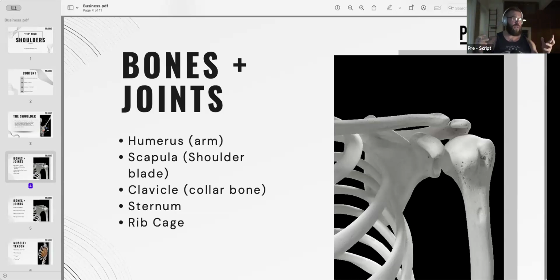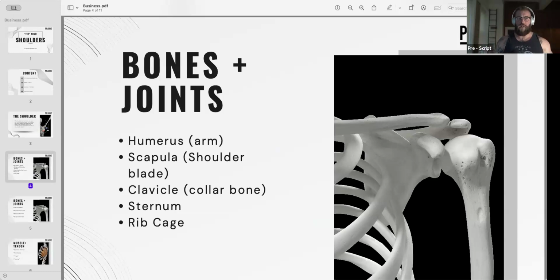So when we look at the bones and joints of the shoulder, the bones, we're obviously going to talk about the humerus or the arm bone, the scapula or shoulder blade, the clavicle or collarbone, the sternum. We're also going to talk about the rib cage as well, right? All of these are going to interplay to make, more globally, the region of the shoulder.